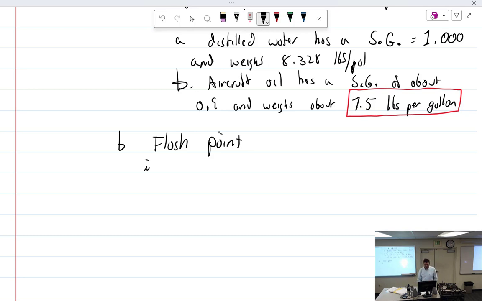All right, what is the flash point? The temperature at which an oil must be heated to give off enough vapor to form a combustible mixture above the surface that will momentarily flash or burn when exposed to flame. So you heat the oil up, it's going to give off fumes. It's just enough to flash, but not start the oil on fire.